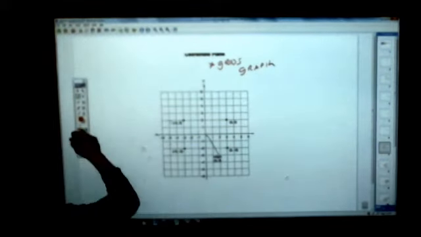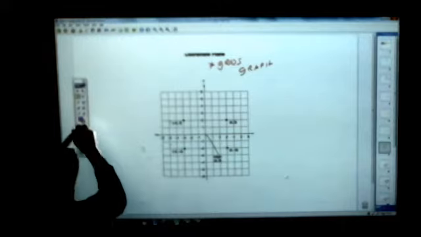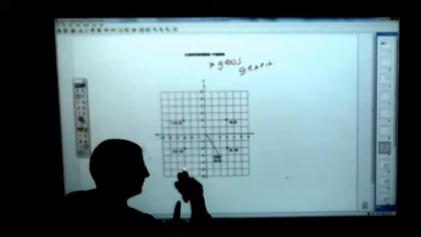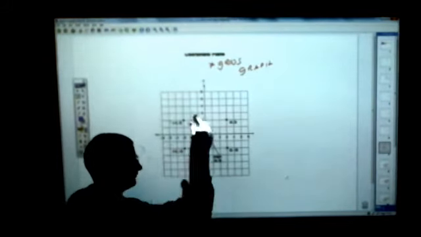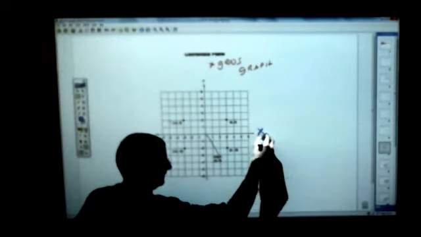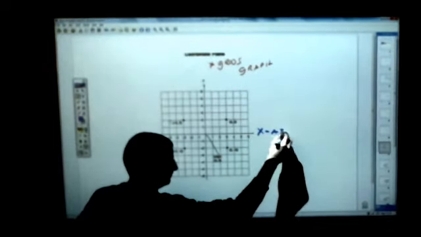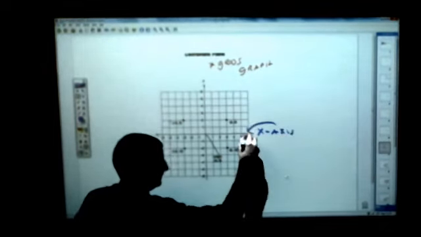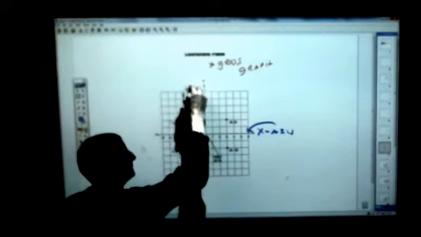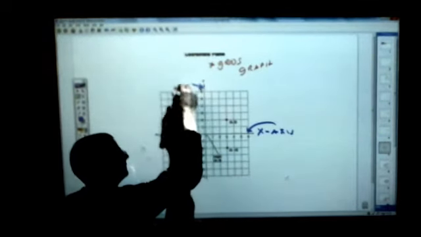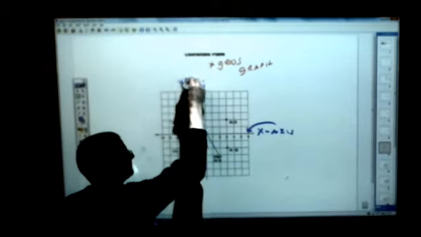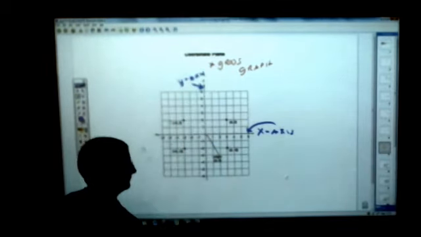And on the coordinate plane, we need to know these things here, especially this one. We have a coordinate plane that has an x-axis, which is this one. This is the x-axis. And the one that goes up and down is the y-axis. Okay.